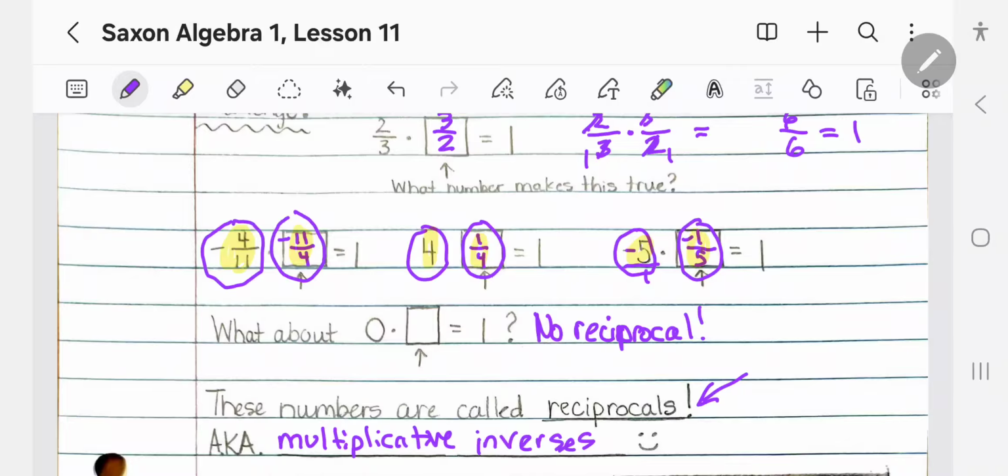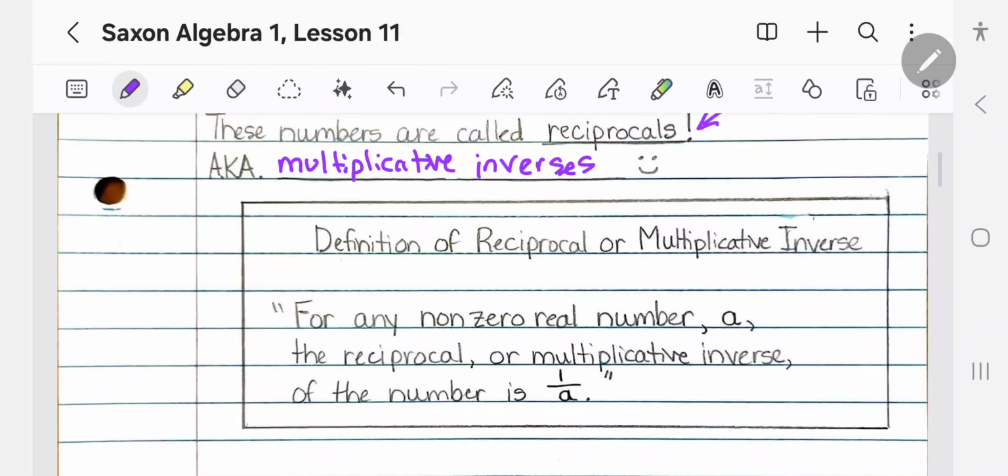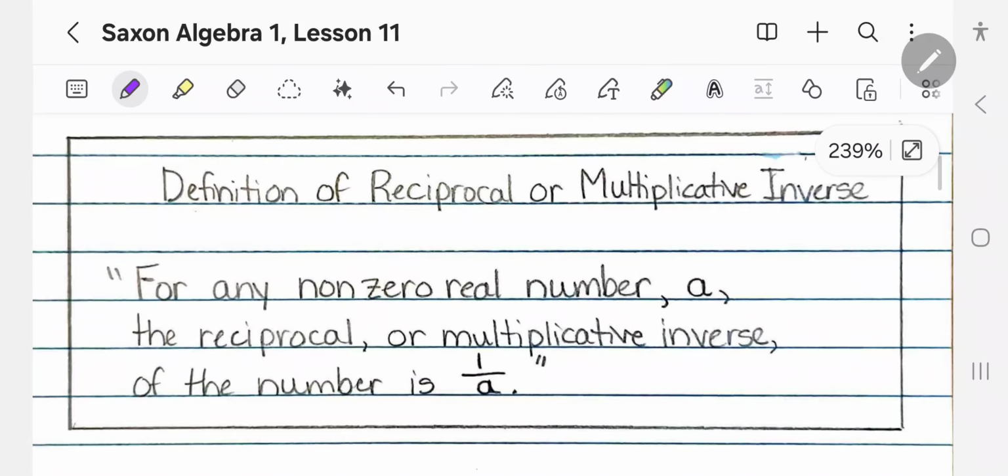Now I'm telling you, if you're asked, what did you learn in math today? You can say, I learned about multiplicative inverses, and you're going to sound very educated, okay? And it's just the same thing as a reciprocal, the flip of the number. Now here's a definition of reciprocal or multiplicative inverse. For any non-zero real number A, so it can't be 0, we've learned why, because it doesn't have a reciprocal, the reciprocal or the multiplicative inverse of the number would be 1/A.